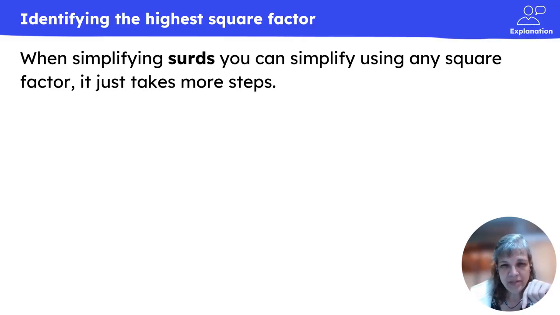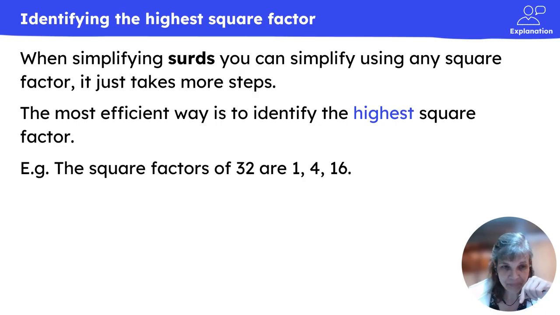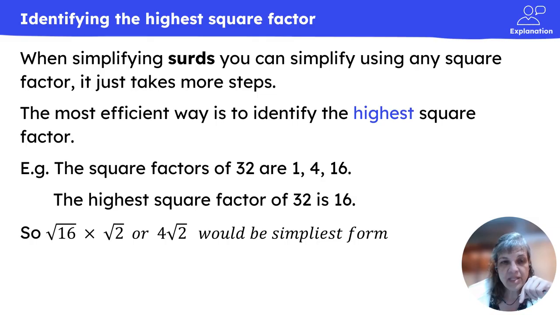When you simplify surds, you can actually simplify using any square factor. It'll just take you more steps. Kind of like simplifying a fraction. Sometimes you can divide it by one number and then realize, oh, it still divides by something else. But the most efficient way is to find out what's the highest square factor. So for 32, those factors are 1, 4, 16. So the highest square factor we said was 16. So you have 16 times 2, or 4 root 2 would be simplest form.